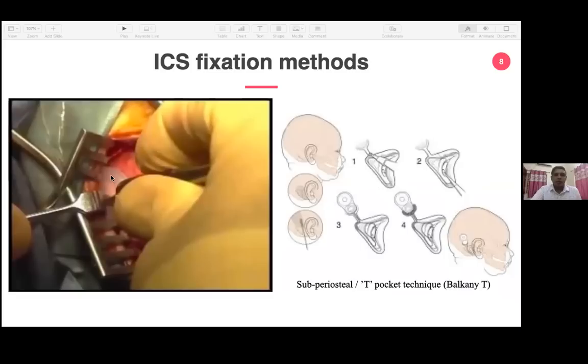So here what we do is, instead of making a receiver stimulator bed, we are going to make a pocket underneath the musculoperiosteal flap, and we are going to just push this receiver stimulator package into that tight pocket so that it stays over there. So this may be taken up in a pediatric age group where there may be a complication due to exposure of the dura.